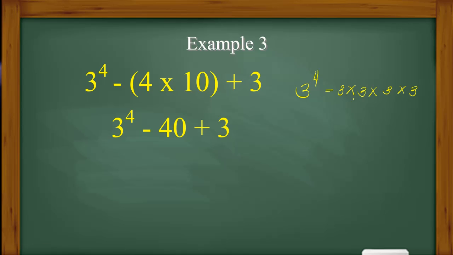So 3 times 3 is equal to 9. 9 times 3 is equal to 27. 27 times 3 is equal to 81. So our answer will be 81.